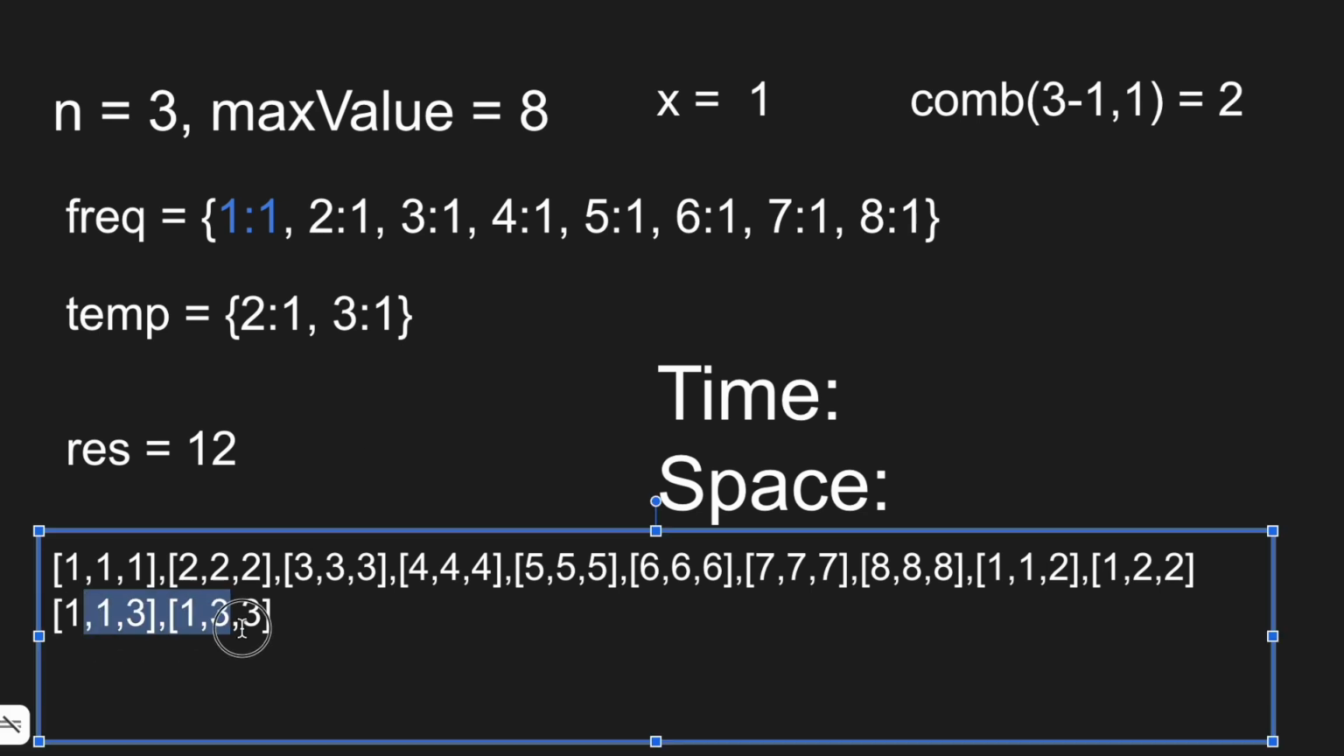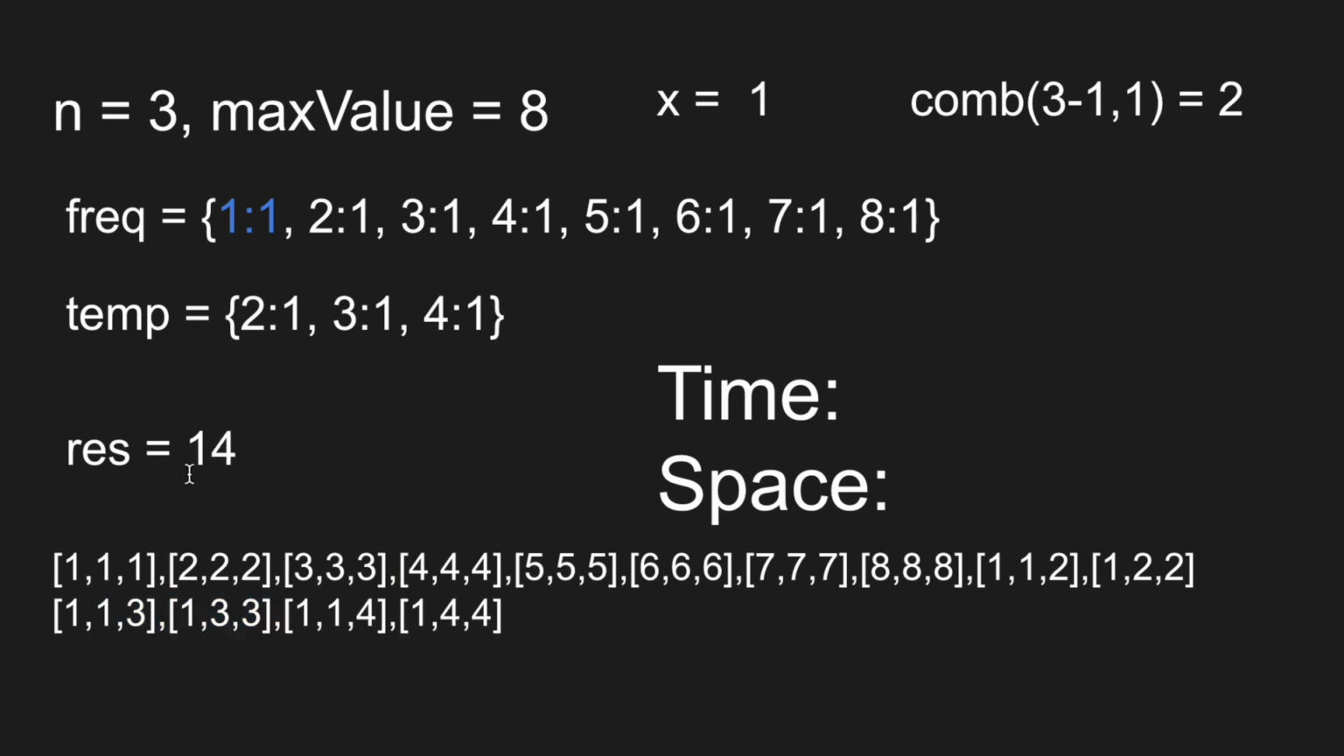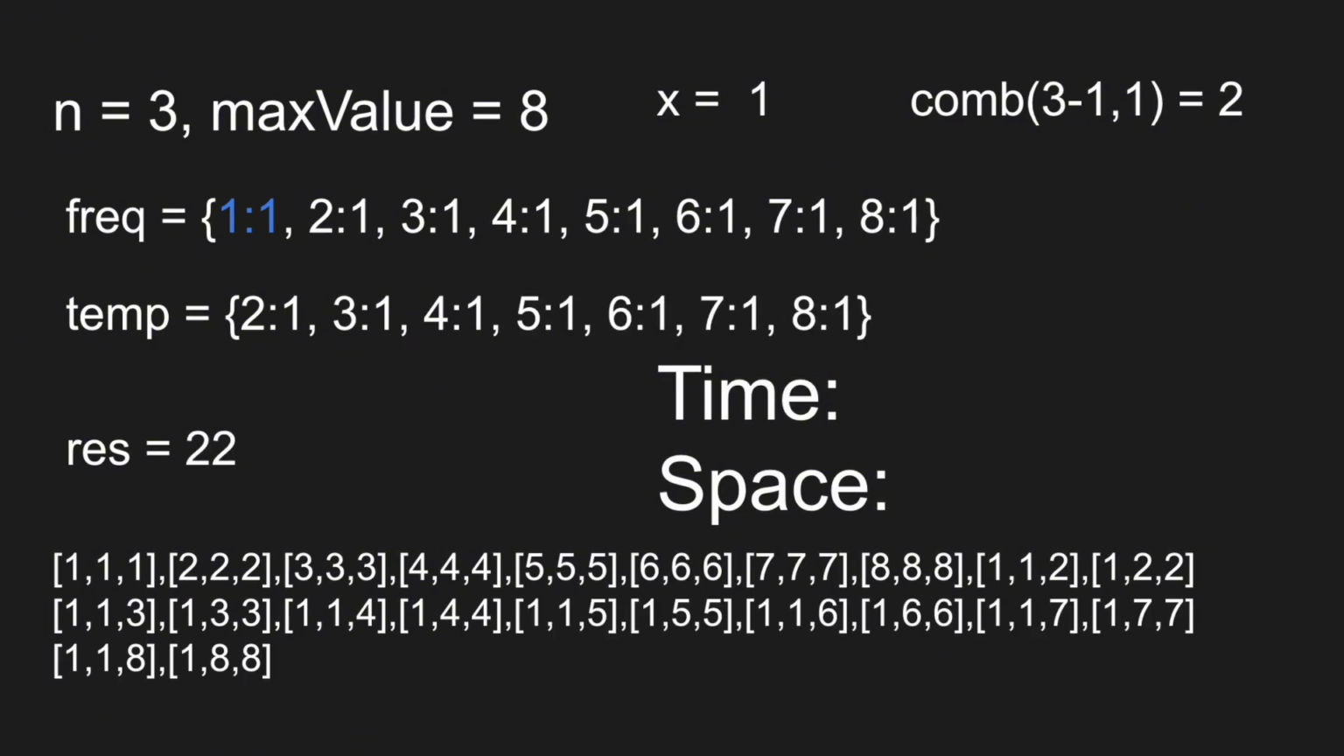And as we can see, there are 2 ways. So update result. Then we can multiply by 4. Update result again. Update the hash map. 5, 6, 7, 8. And as you can see now, we currently have 22 arrays. And we have multiplied up to 8. We don't need to multiply by 9 because that will exceed the max value.